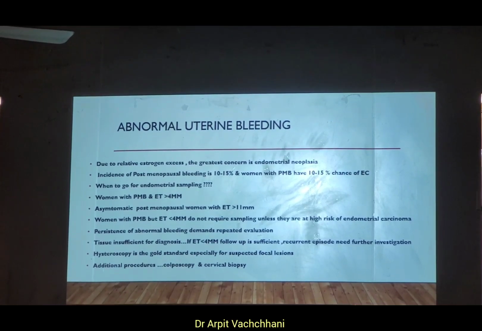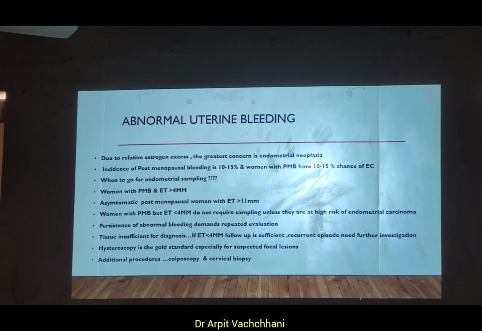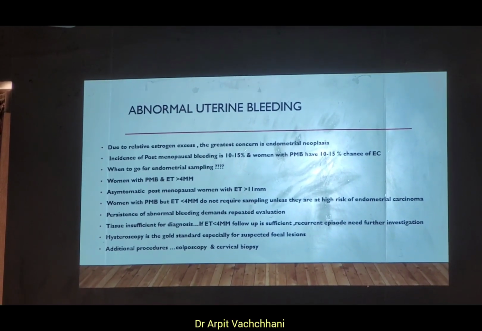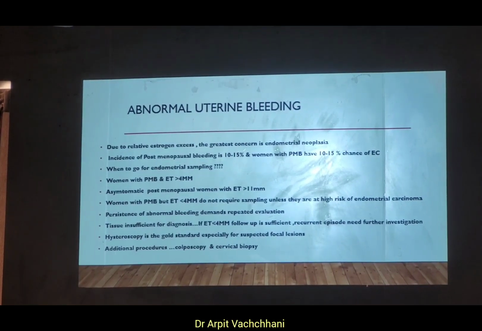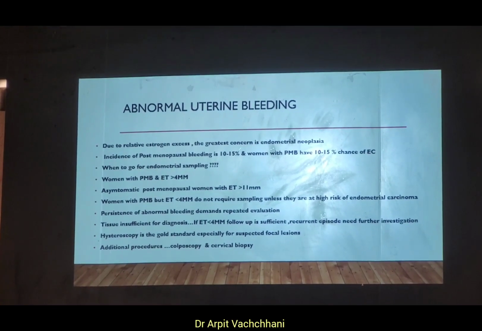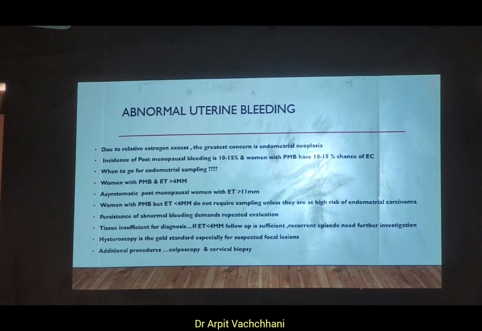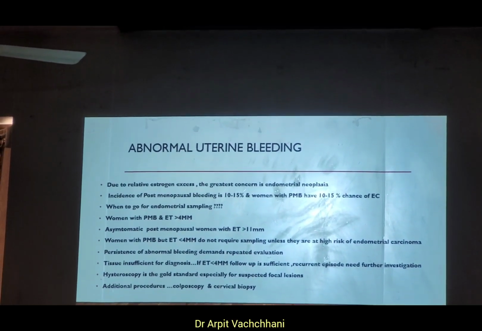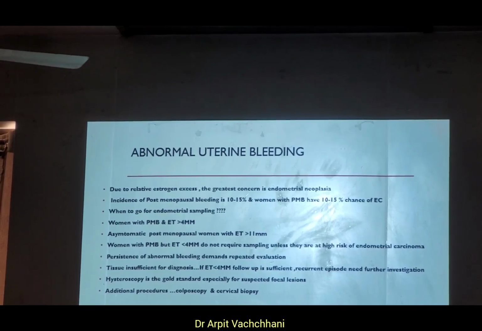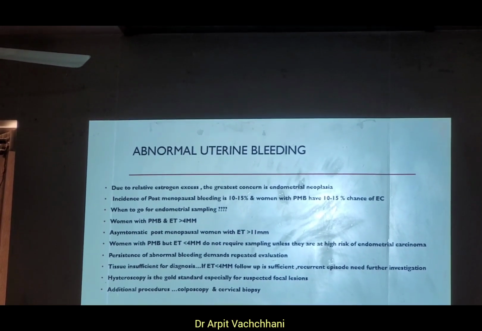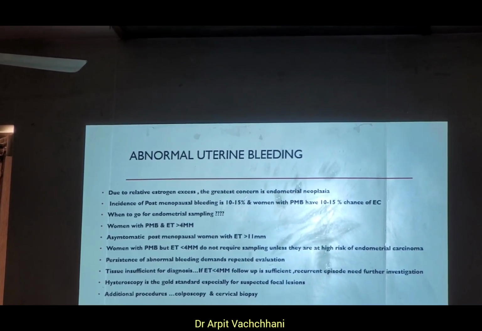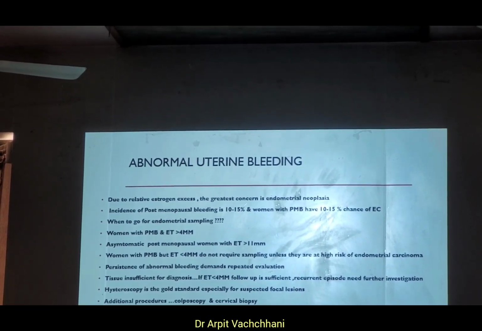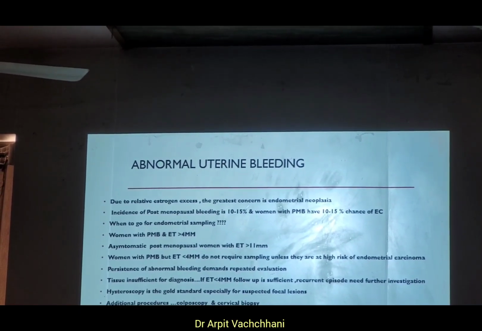Women with postmenopausal bleeding but ET less than 4 millimeter do not require sampling unless they are at high risk of endometrial carcinoma, because most of these cases are because of atrophic endometritis. So you may not go for sampling, but you have to assess the patient regarding the risk for endometrial carcinoma. If the patient is obese, hypertensive, or diabetic, then go for it. It is not a rule not to go.